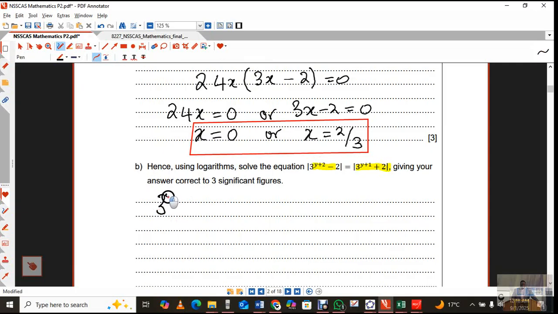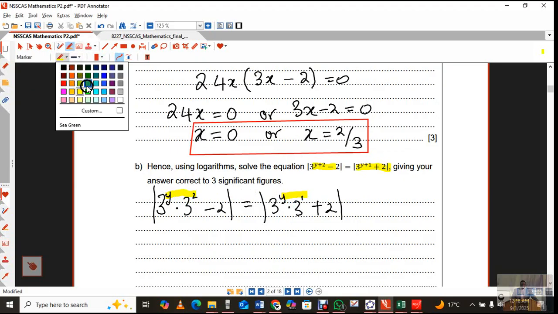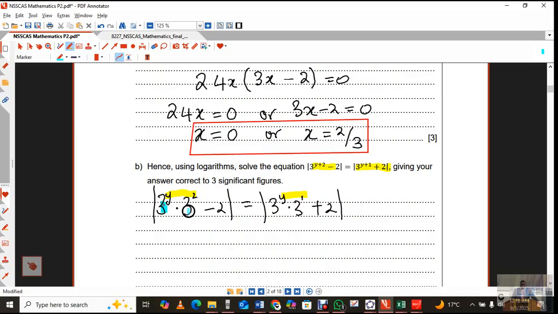3^y times 9. That 9 comes from 3 squared, minus 2. Then it equals 3^y times 3 plus 2, that is like power 1. If you're familiar with the split rule, if the bases are the same, you add the indices. So I just work backwards, so to speak. I know that if the bases are the same, I'll be adding the indices, which will give me what I have over there and over there.